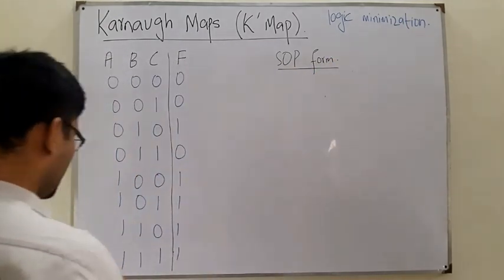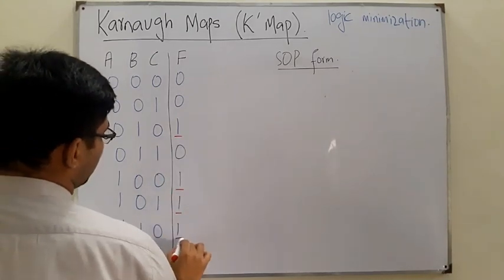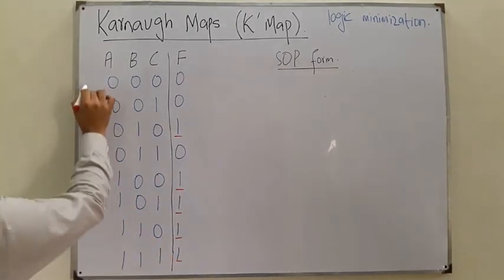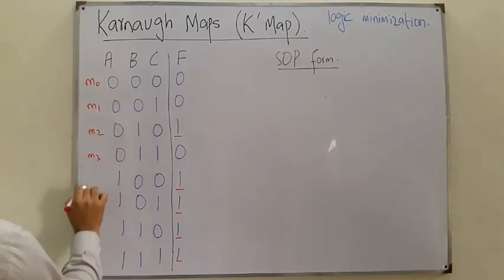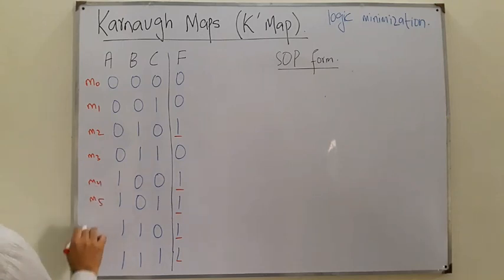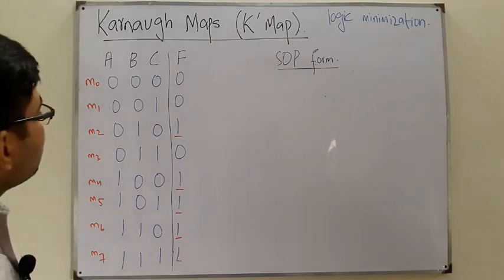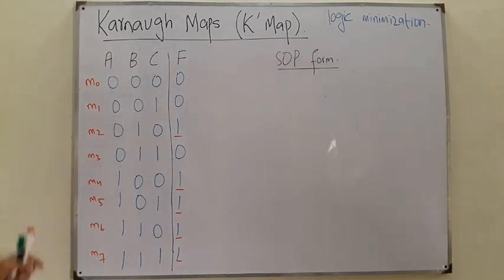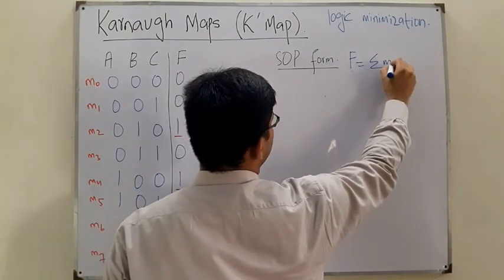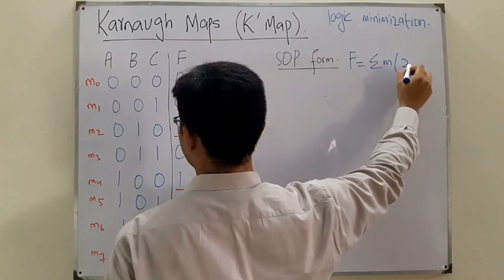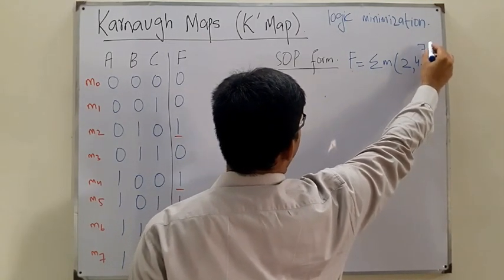So what is the subform for this expression? You know, the min term is high, we take the high min terms. So let me represent these min terms first, m0, m1, m2, m3, m4, m5, m6, and m7. So I can write this function as m2, m4, 5, 6, and 7. So this function F could be written as a summation of min terms 2, 4, 5, 6, and 7.